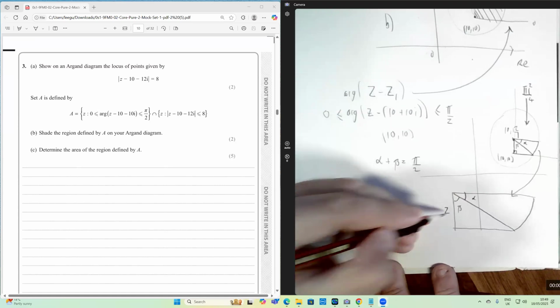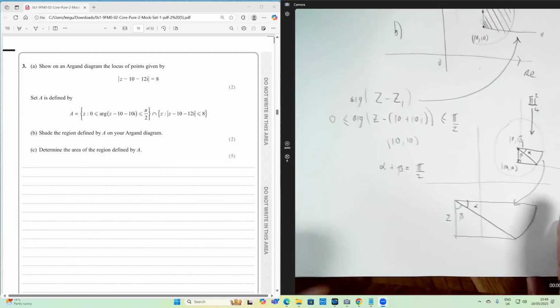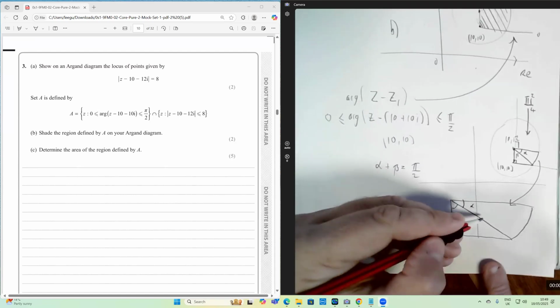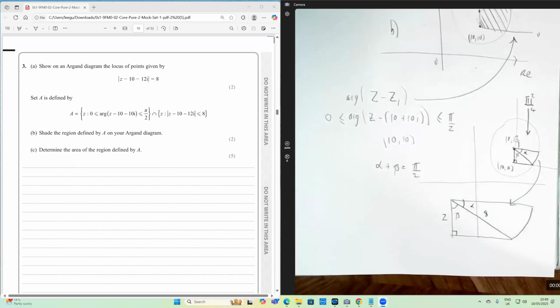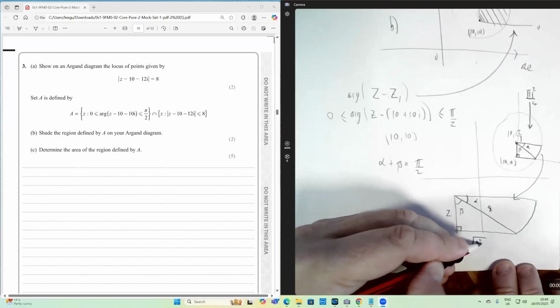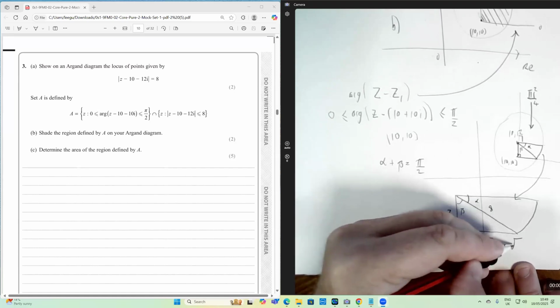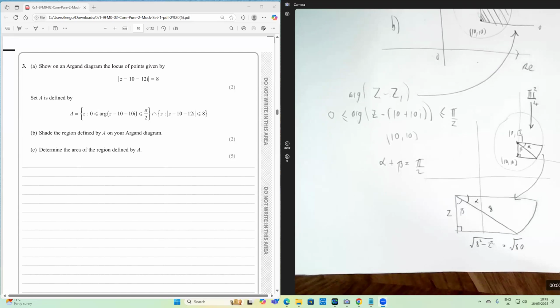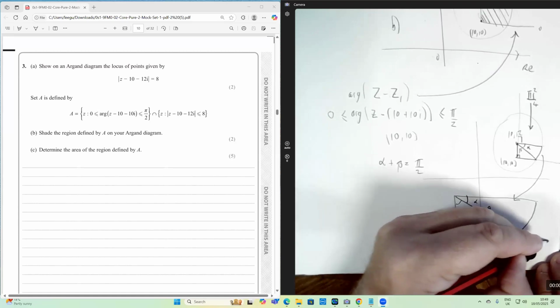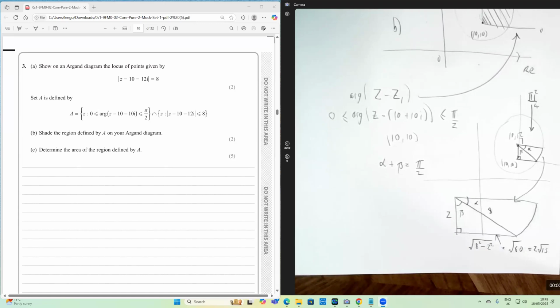What do we know? We know that this must be 2, because the y-coordinate here is 12 and the y-coordinate here is 10. We know the radius is 8, and that that is a right angle triangle. So we can find this side here. This is going to be the square root of 8 squared minus 2 squared, which is root 60, which is in turn 2 root 15. So we found that length there is 2 root 15.